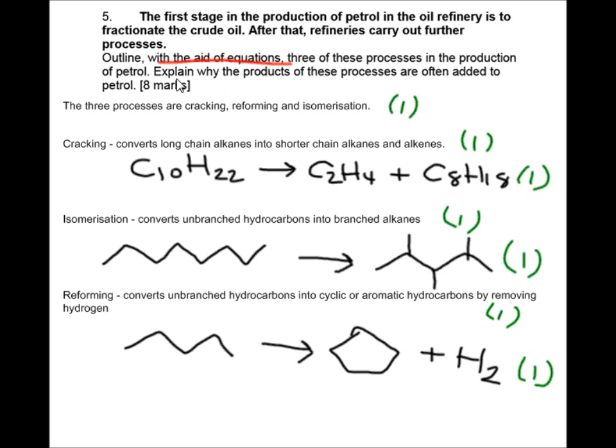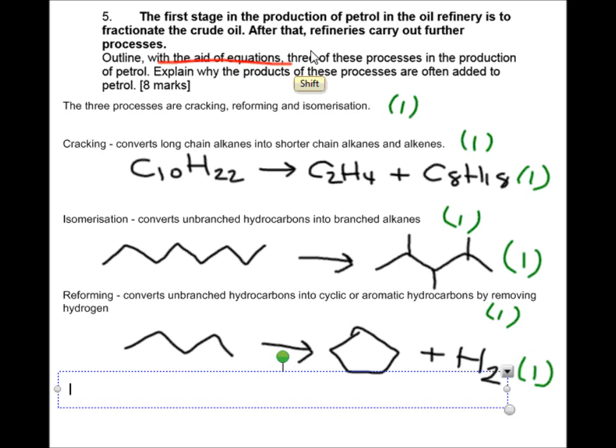The last part of the question then, it says explain why the products of these processes are often added to petrol. So your last mark will be for explaining why we add the products of cracking, isomerization and reforming to petrol. And that is simply because it promotes more efficient combustion.